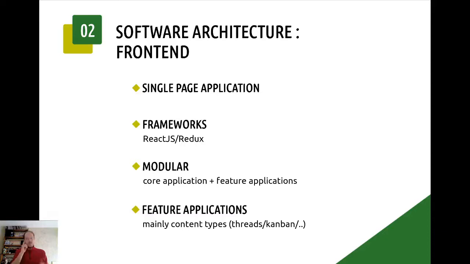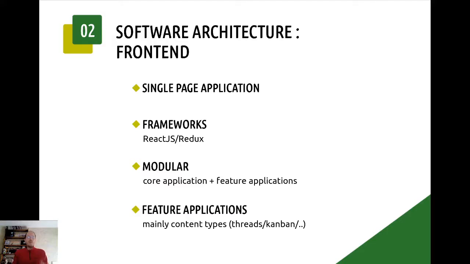So now, the software architecture. Tracim's architecture is split into two main parts, front-end and back-end. As you may have noticed, Tracim's front-end is a single-page web application. The graphical interface and state are managed with the React and Redux frameworks.